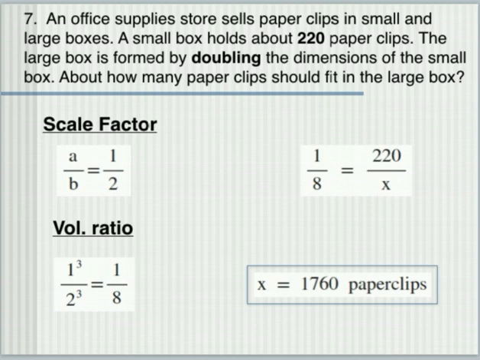Once you have your volume ratio, you could set that equal to a ratio of your actual full volume. So you know the smaller box has a volume of 220 paper clips, so that would line up with the smaller number, the 1, and you don't know the large one, so it'd be x. Cross multiply, and you get that the volume of the larger shape is 1,760 paper clips.